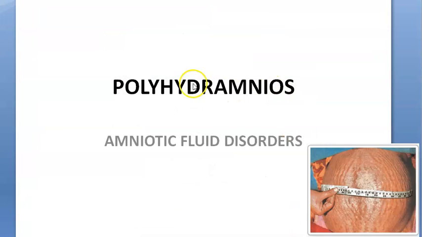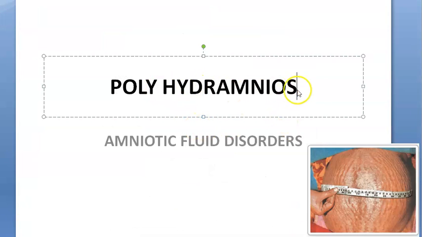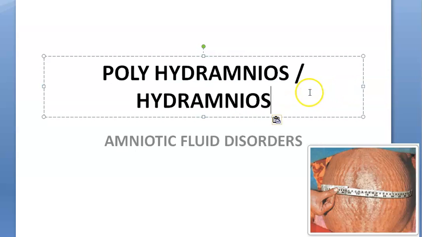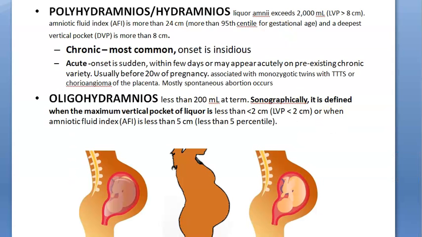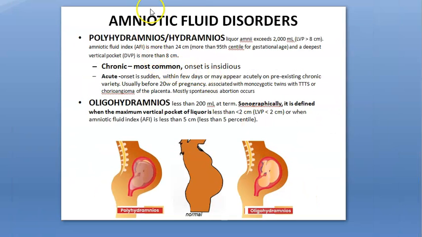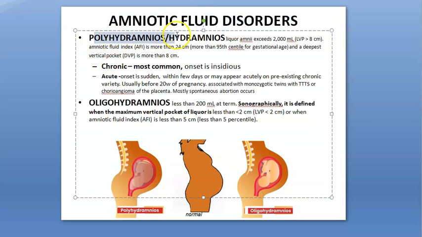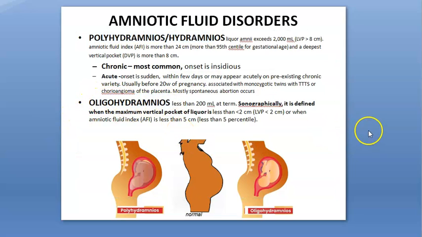Hello people, in this video we want to look at polyhydramnios, or you can simply say hydramnios. That will refer to polyhydramnios itself. Basically, this comes under amniotic fluid disorders. In polyhydramnios or hydramnios there is more amniotic fluid, and then you have oligohydramnios where there is less amniotic fluid. Did you understand, people?